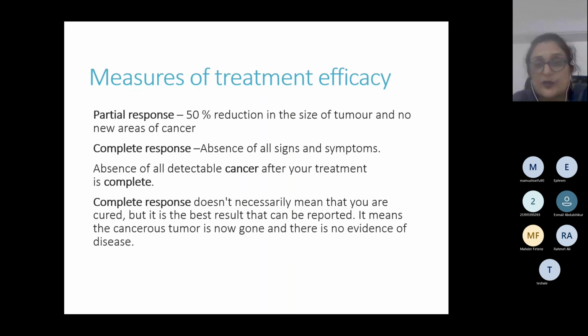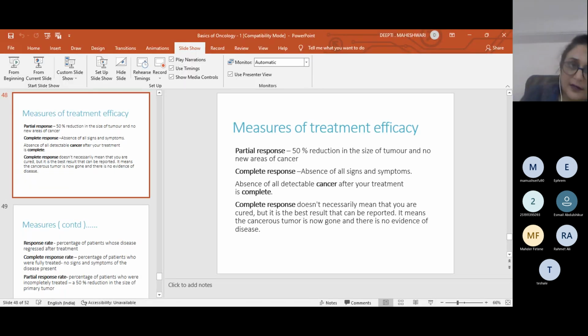So, measures of treatment efficacy. Now the doctor knows the type of cancer, the extent of spread, and what treatment has to be given. They decide which chemo, which surgery, everything. But how do you measure how the treatment is going on? What is the efficacy of the treatment? How do you measure that?